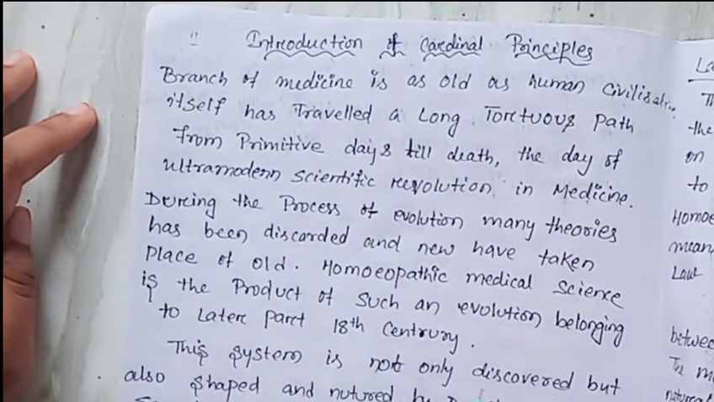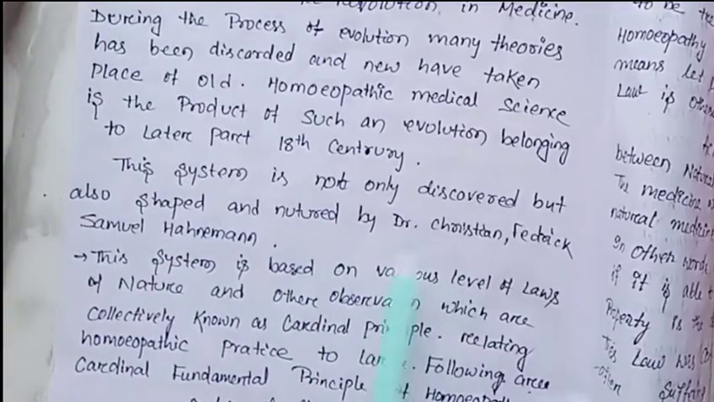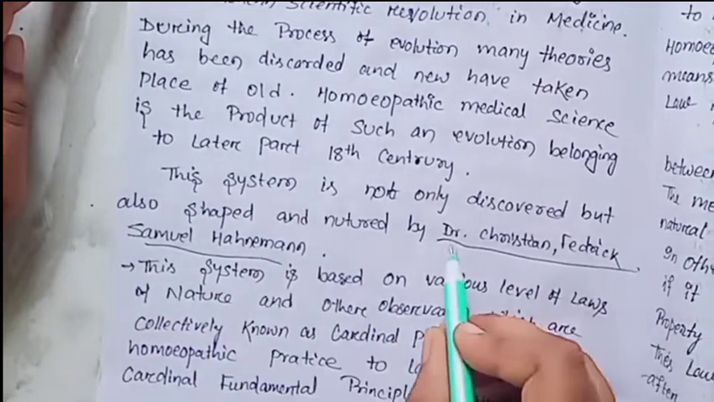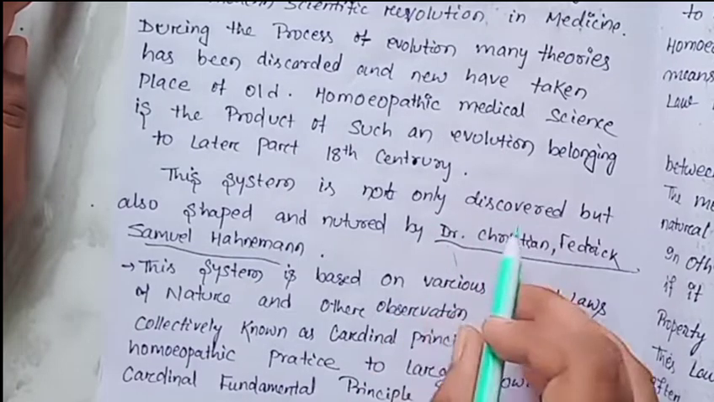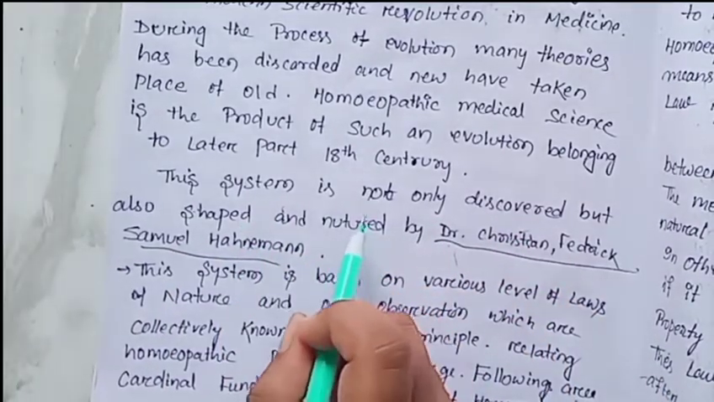It is the system not only discovered but also shaped and nurtured by an important name. This is the full name of Samuel Hahnemann, that is Dr. Christian Friedrich Samuel Hahnemann, who not only discovered but gave shape and nurture to this homeopathic system.